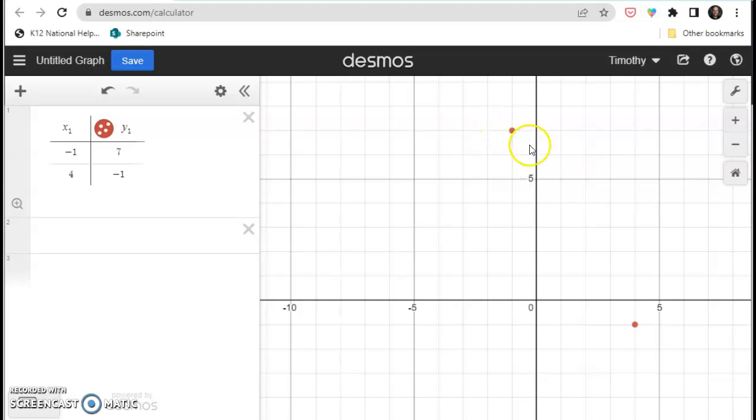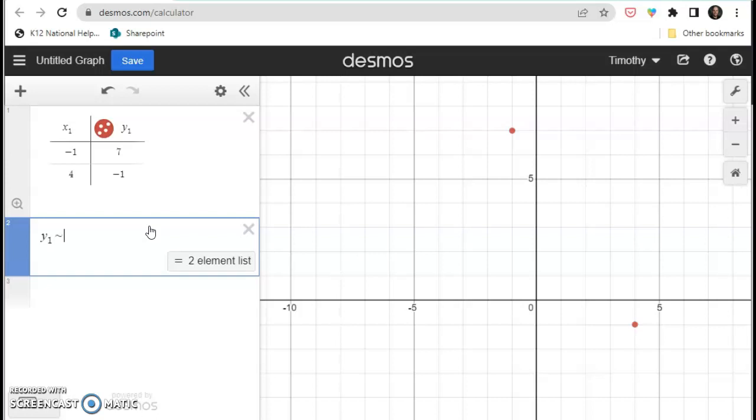Now, there is a line that goes through them. I'll show that line here in a minute. But just imagine a line going through them right now. I'm kind of drawing it with my mouse here. If I go from one point to the other, if I go down 8, 1, 2, 3, 4, 5, 6, 7, 8, and then to the right 5, 1, 2, 3, 4, 5. Notice I'm on the line.